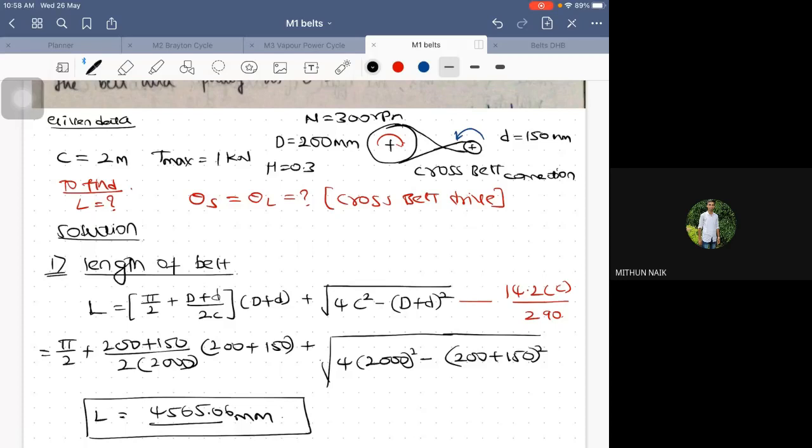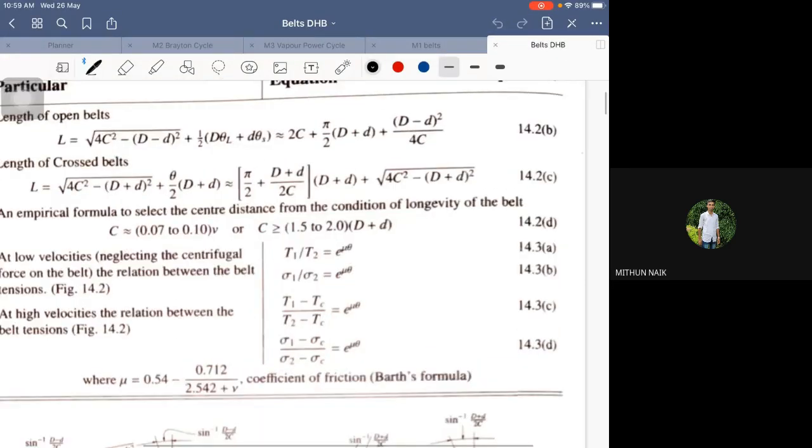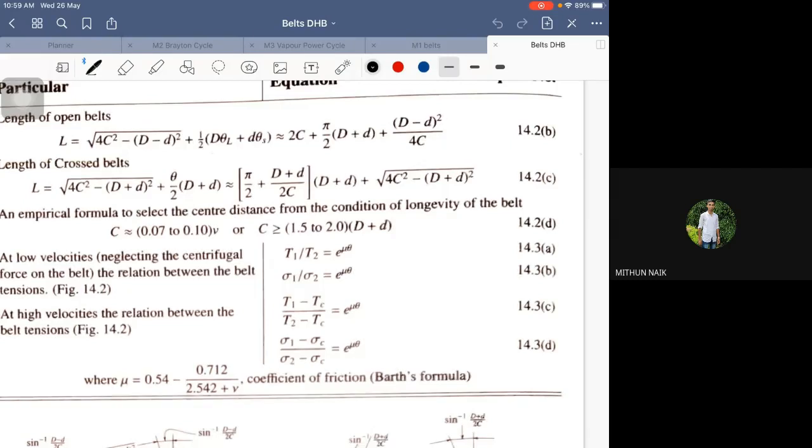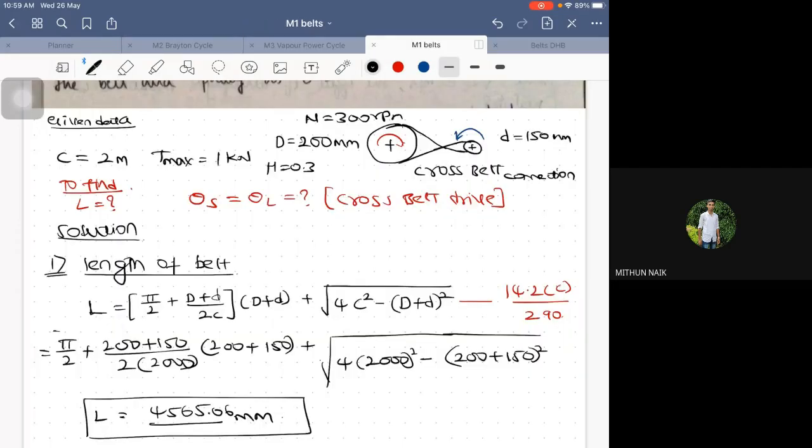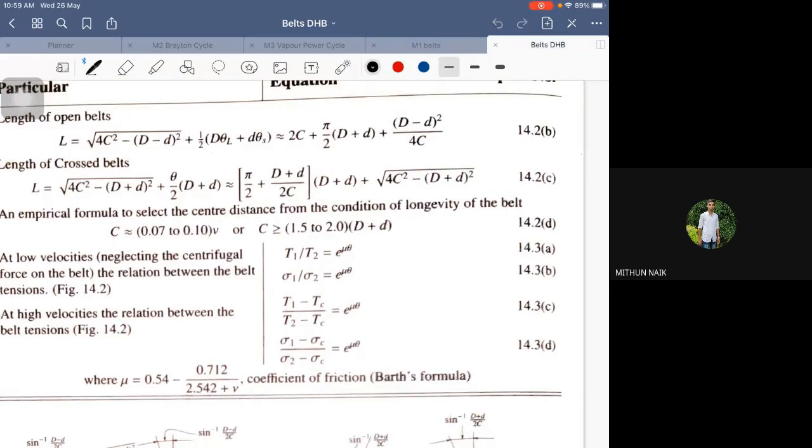At the start, 5/2 plus d plus d2c, whole multiplied by d plus d. Correct. Just check the data handbook if we are wrong. Yes, it is whole multiplied by this thing. Very good, very good. So this is whole multiplied by this. Just check now.